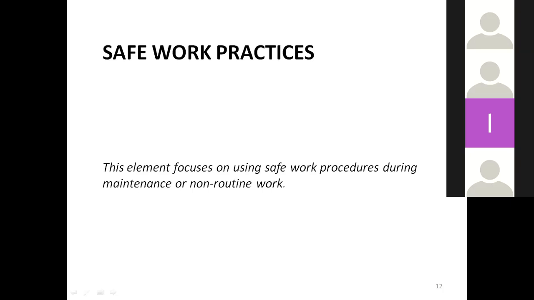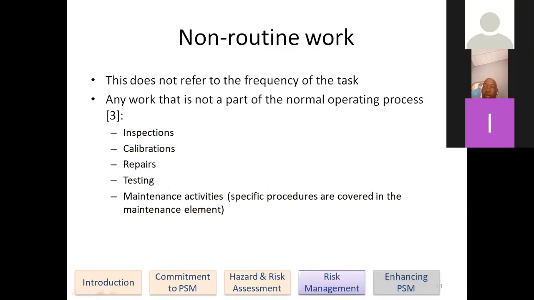Another process safety management tip is safe work practice. This element focuses on using safe work procedures during maintenance or routine work. You must put a safe work practice in place. For example, non-routine work does not refer to the frequency of the task. Any work that is not part of the normal operating procedure, there must be periodic inspection. There must be periodic calibration.